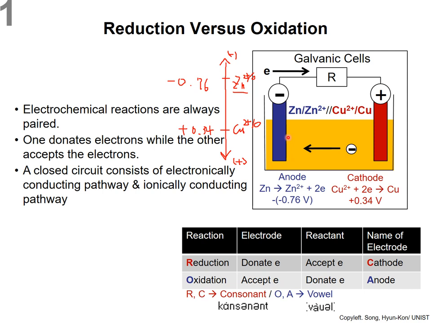Here is a memorization tip. Reduction is related to the cathode because both words start with a consonant, C and R. However, oxidation is related to the anode because both words start with a vowel, A, E, I, O, U. So oxidation is going to the anode. This is just a memorization tip.